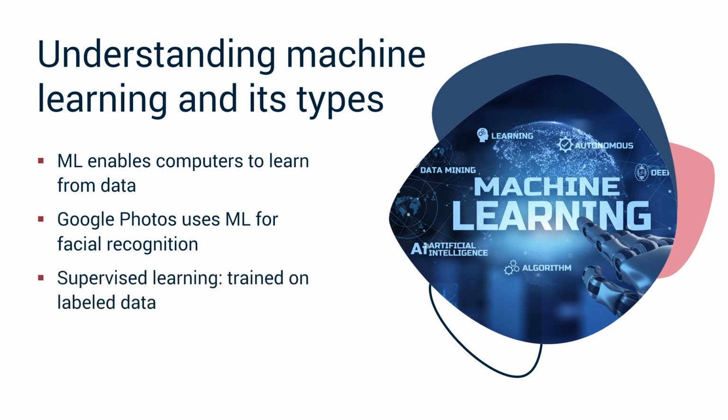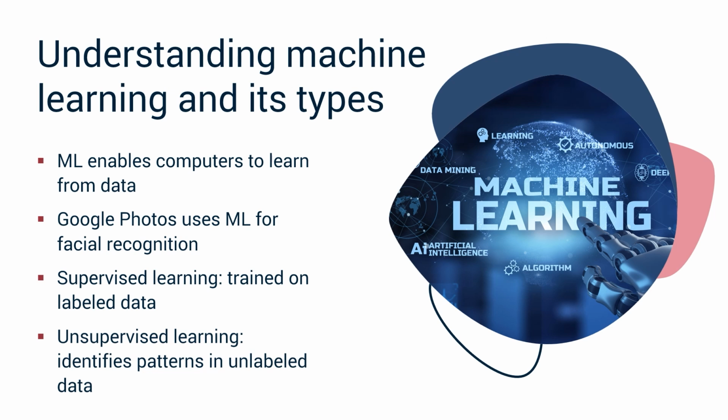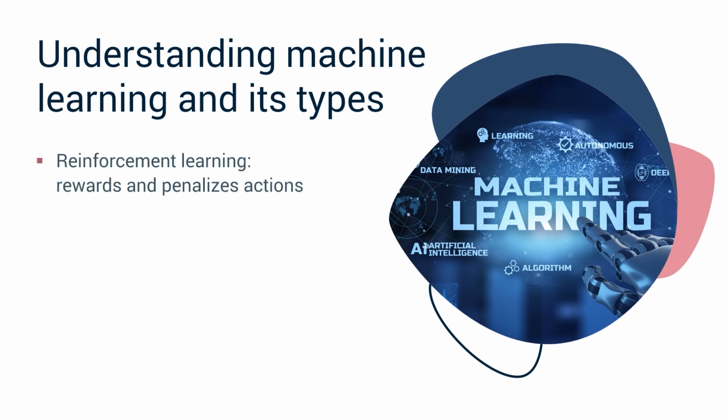Supervised learning involves training a model on labeled data, such as predicting housing prices based on historical sales data. Unsupervised learning works with unlabeled data to identify patterns, such as grouping users based on how they interact with an app. Finally, reinforcement learning involves teaching an agent to make decisions by rewarding or penalizing its actions, such as how AI learns to win video games by maximizing scores.